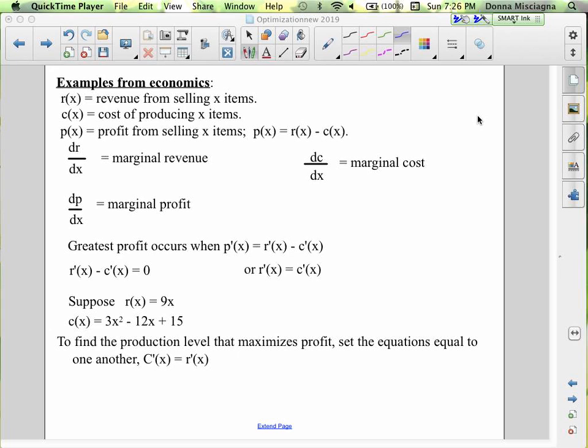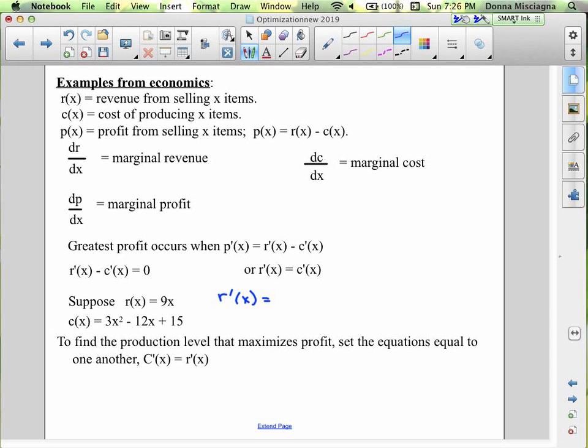R prime of X would be 9. The derivative of 9x is 9. It's just a linear function, of course its slope is 9. And the derivative of the cost function, using the power rule, is 3 times 2, or 6x, and then minus 12. Of course, the derivative of a constant is 0.